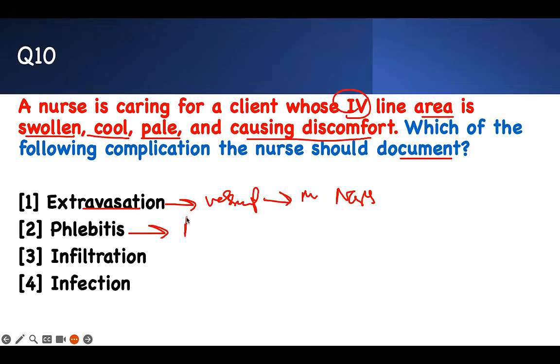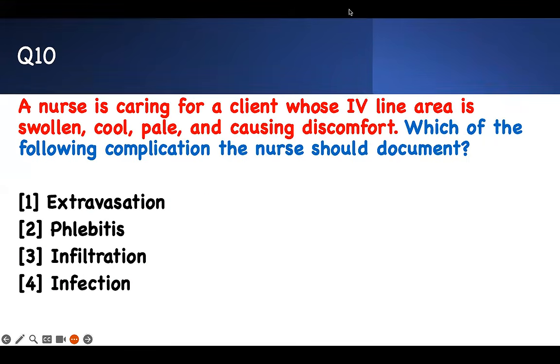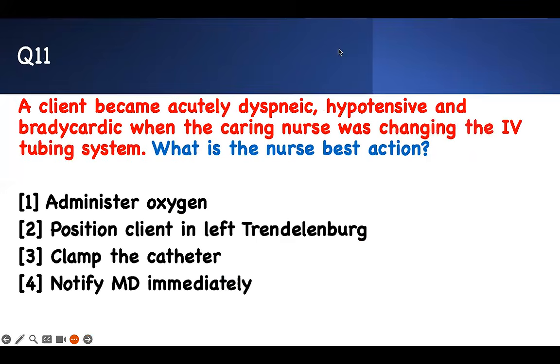Phlebitis, I will talk about the vein. You see, that is the way you answer the question. You expect the description of a vein where it's palpable. I never said that. Infiltration is perfect. Fluid goes there, it gets cold, swollen, and it's painful. Infection, I'll show you signs of infection, erythema and all those things. Never said that. So this is infiltration. It's IV therapy. Number 11.